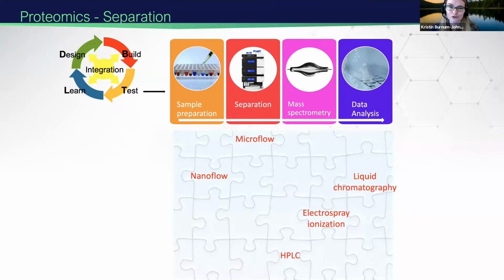Now let's move to the red separation box. So today you will learn about online and offline separation methods to decrease sample complexity prior to mass spectrometry detection. And there's a few keywords highlighted here. So high performance liquid chromatography, HPLC, using microflow and nanoflow, and also electrospray ionization, which is used to introduce ions into the mass spectrometer.